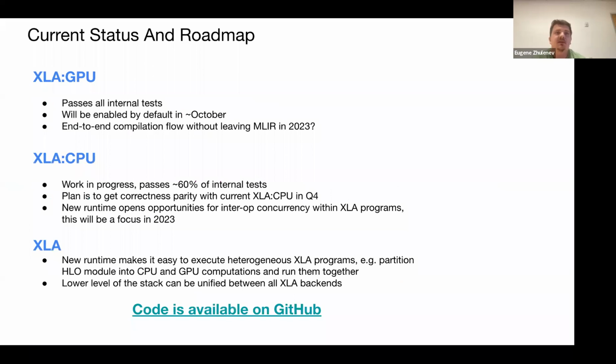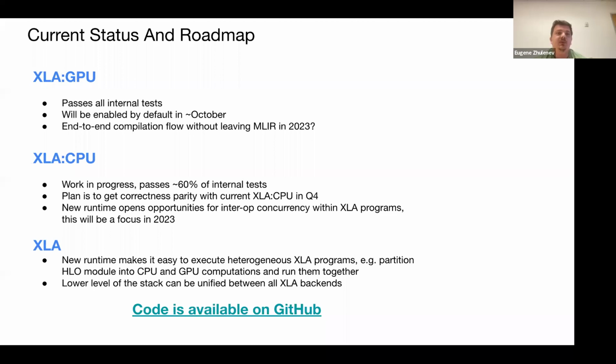So what is the current status? For XLA GPU, it passes all internal tests. The current plan is to enable it by default in October, unless we find something that we don't know. Right now it relies a lot on the current emitters for device compilation. The XLA runtime invokes XLA GPU IR emitters that emit device kernels, and then it takes those device kernels and packs them into an ELF file. We don't have anything new with regards to compilation. The goal is to do everything end-to-end in MLIR somewhere in 2023.